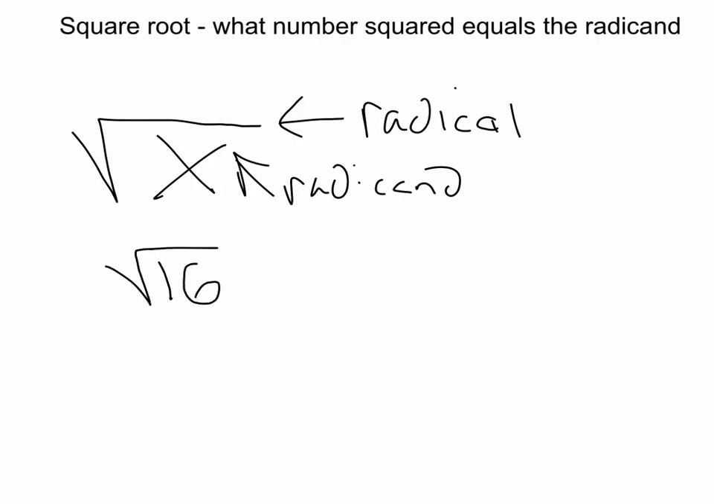For example, if we had the square root of 16, well, our square root would be 4, both positive and negative, because 4 times 4 equals 16 and negative 4 times negative 4 equals 16. So we have two possible answers for that square root.